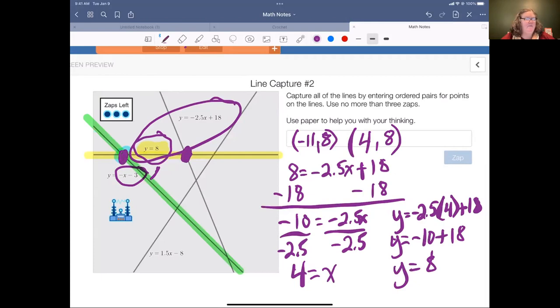Okay, I am aware of what time it is. So we are going to stop here today.